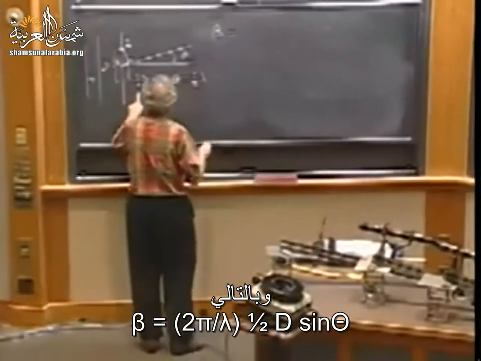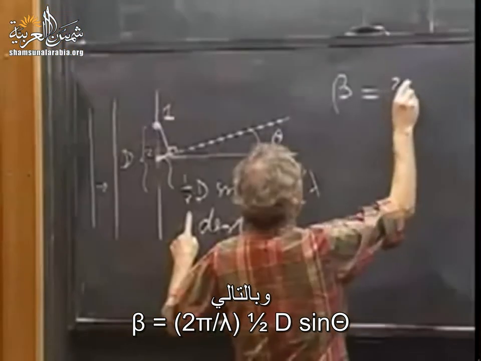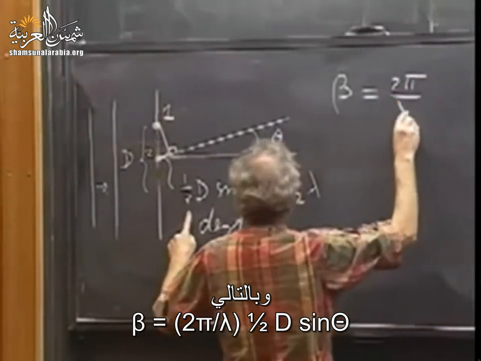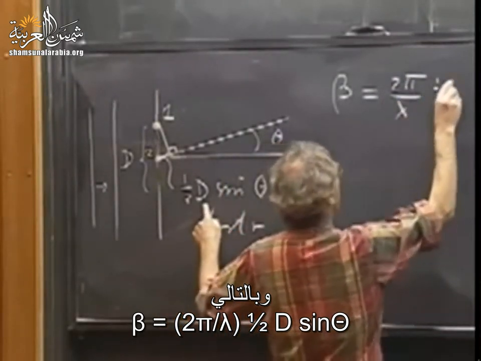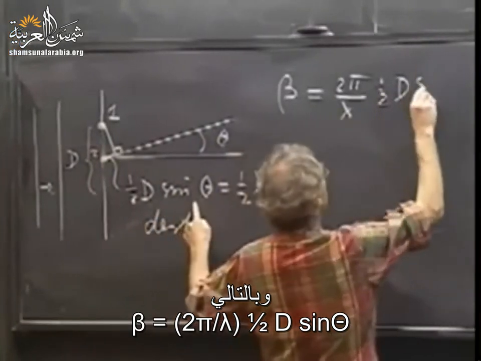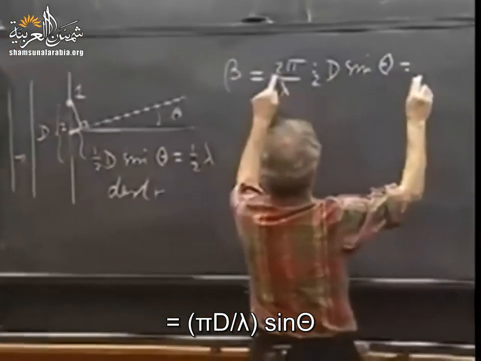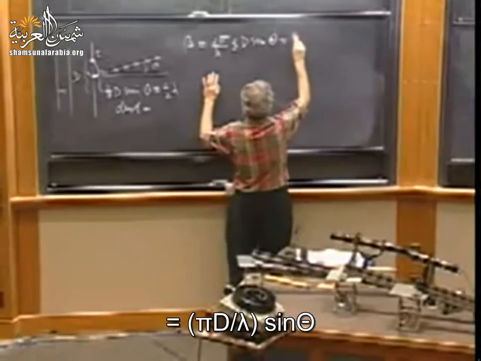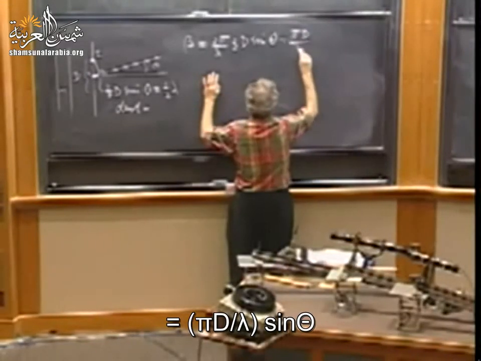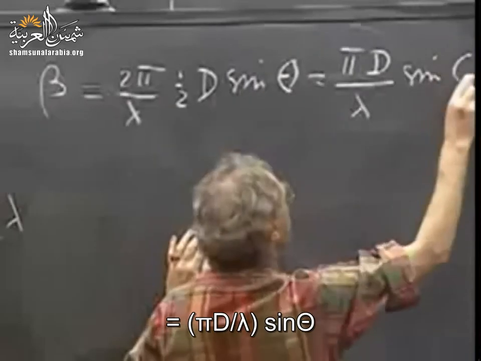And so my beta now becomes 2 pi divided by lambda times 1/2 d times the sine of theta. And so you see the 1/2 eats up the 2, so you get pi d divided by lambda times the sine of theta.